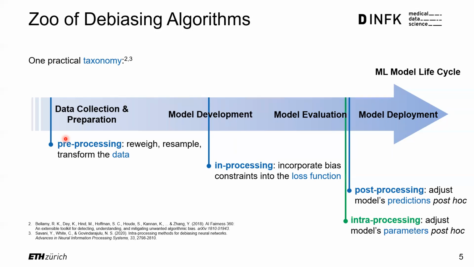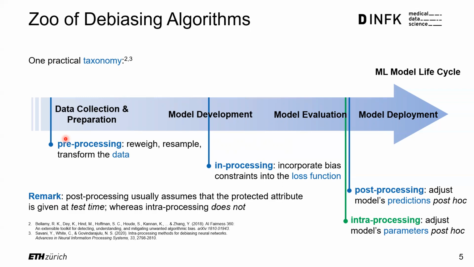In this paper, we focus on the relatively new class of debiasing approaches, the intra-processing. These, similar to post-processing, work post hoc. However, instead of adjusting the predictions, they directly adjust the model's parameters. And importantly, the intra-processing techniques don't treat the model as a black box and don't require the knowledge of the protected attribute at test time. This is an important difference and arguably makes intra-processing slightly more practical in certain applications.